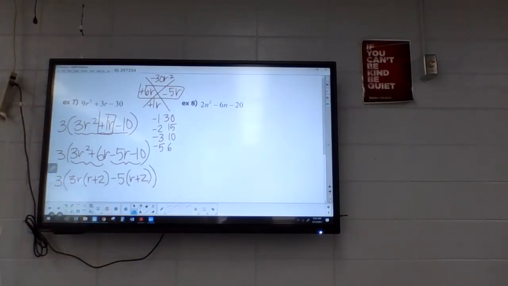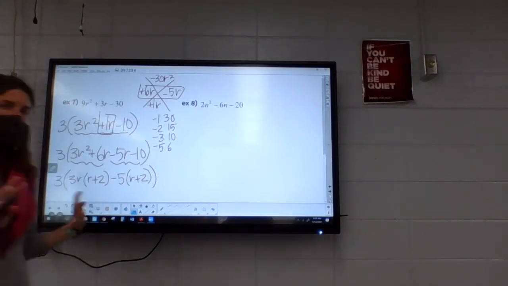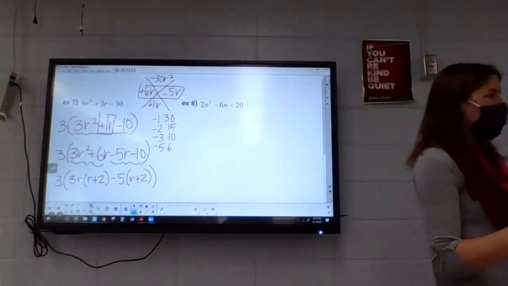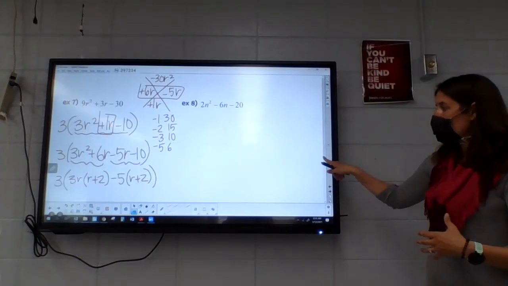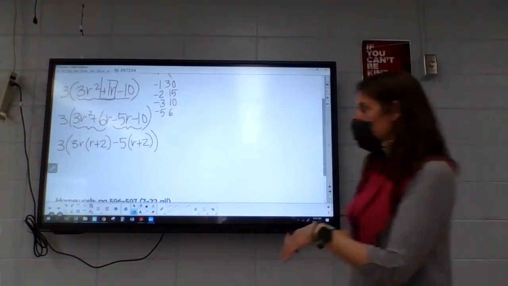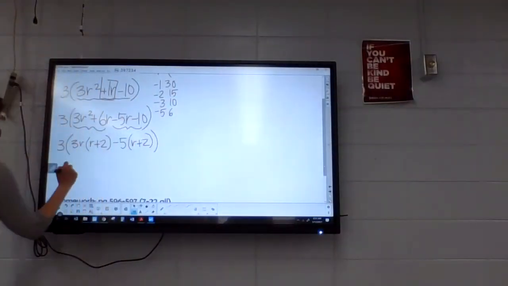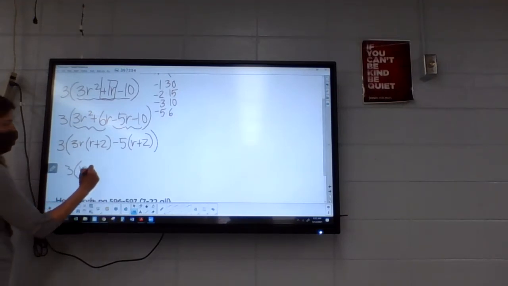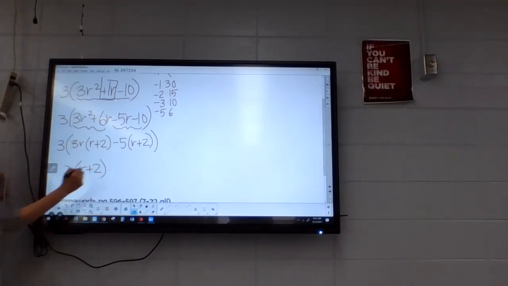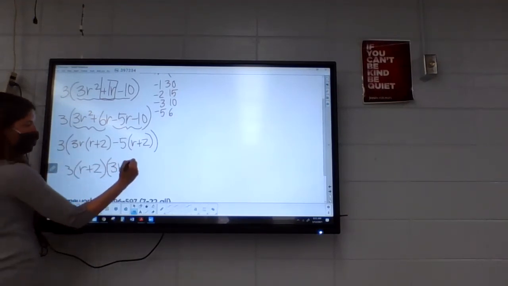I know all the parentheses are tough, so if it really bugs you to have that 3 out there, just try to remember to bring it back down on the end. If you just want to leave it off to the side for a little bit. So the r plus 2 is common, and then 3r minus 5.